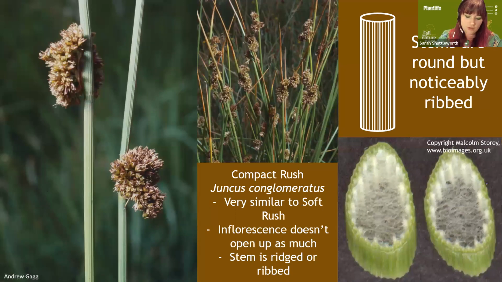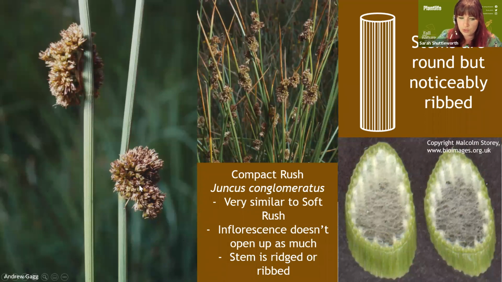So then we'll look at the rush species for this habitat, and I mentioned that we were going to go through compact rush, because I would say it's another really, really common and sometimes dominating rush as well, similar to soft rush. However, there are some subtle differences that are worth looking at, and that can help you decide which one you have. For example, the flowers, they don't really open out more than this.